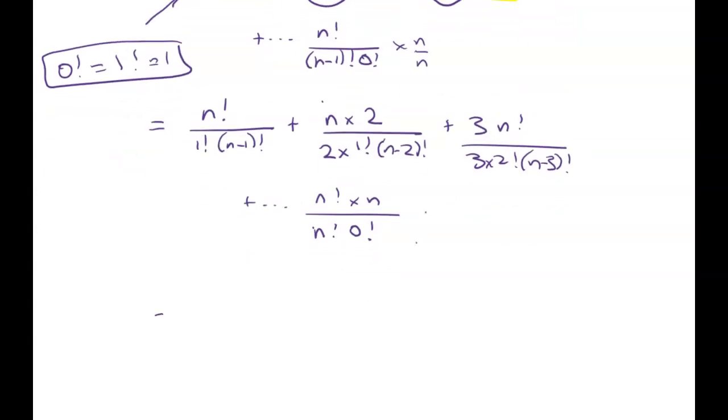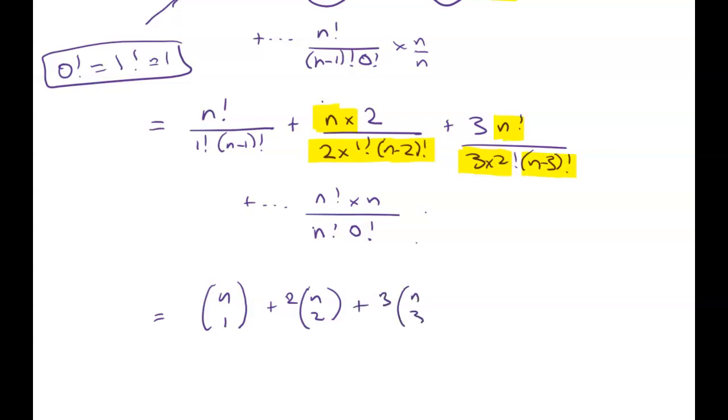Putting all of that together gives me n choose 1 plus, here's my n choose 2. And then here is my 3 factorial, and my (n minus 3) factorial, and my n factorial. And lastly, I've got n here, and then n choose n here. And we're done.